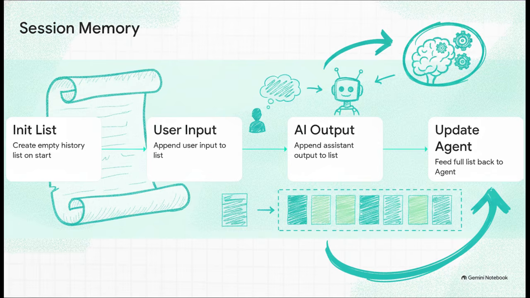Every time the human speaks, we append their text under a user role right into this list. Then, every time the AI responds, we append its text under the assistant role. The trick is, with every single new prompt, we feed this entire expanding list back into the agent. Now, boom, it has the full context of the entire conversation.